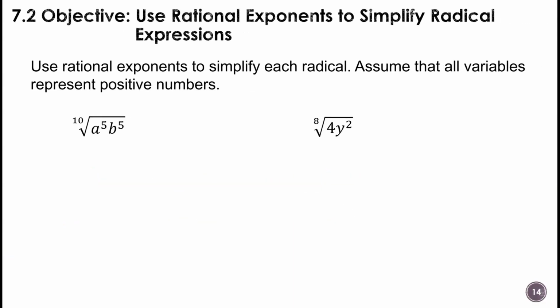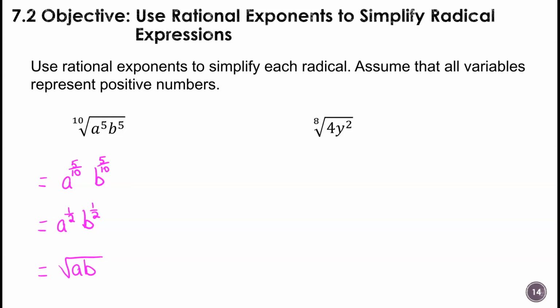All right, next. So same things going on here. We're going to use rational exponents to simplify. So when we rewrite this, we'll have a to the 5/10 times b to the 5/10. So that's a to the 1/2 times b to the 1/2. And remember, 1/2 is going to be a square root. So the square root of a times b.